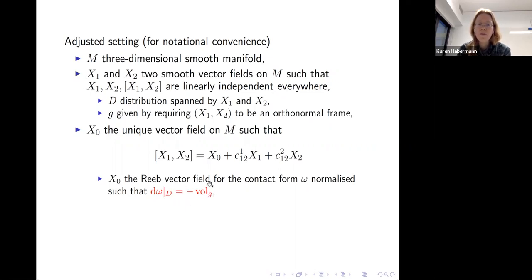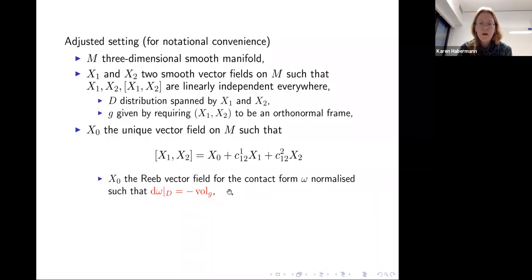And the reason why I put this in red is that all this works at the intersection of contact and sub-Riemannian geometry. It's not very consistent what sign you choose. So it's perfectly possible that you'll read other works where this normalization is just that this differential equals the volume form of G, and that flips a lot of signs. But for us, it turned out to be more convenient to put the minus sign in here, because then it saved us a lot of minus signs later on. So just be aware that this convention can differ across different works.